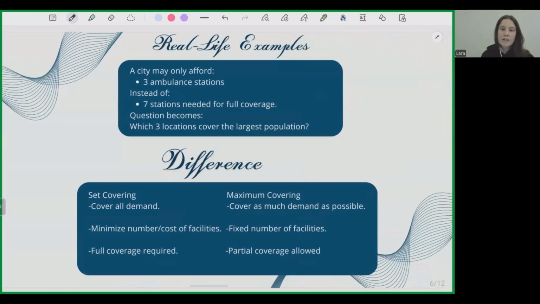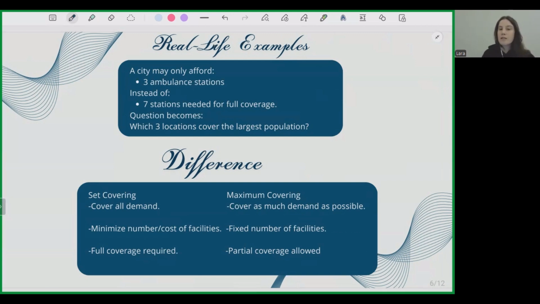So what are real-life examples of the maximum covering location model? A city may only afford 3 ambulance stations instead of the 7 stations needed for full coverage. So the question becomes, which 3 locations cover the largest population?